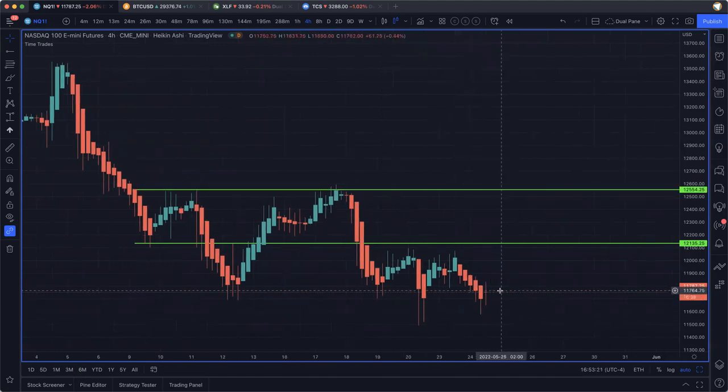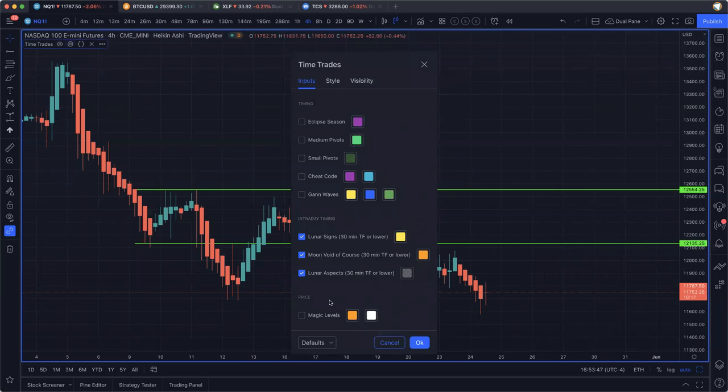And now we appear to have stopped falling below the void of course. So I would look at this lower line as a significant resistance line right now. If price were to climb back above that, that would significantly improve the bullish case going forward. Okay, so that is moon void of course, lunar signs, lunar aspects.